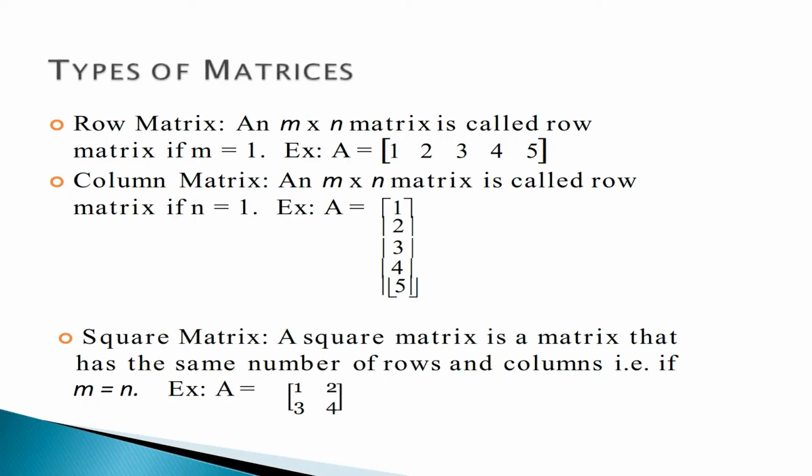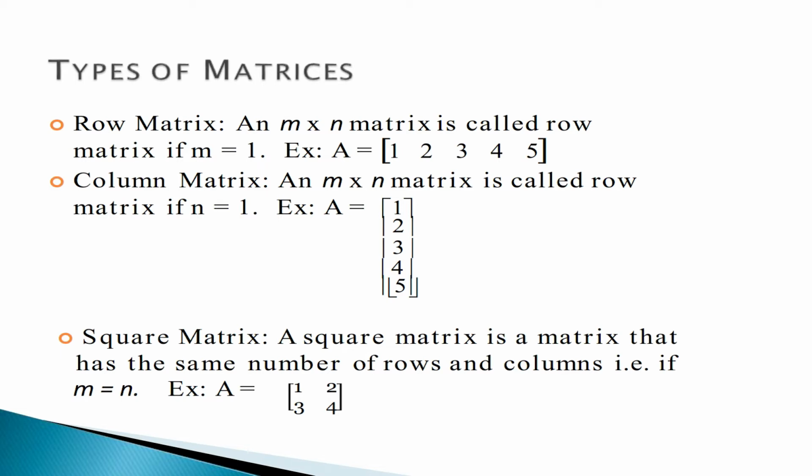Next is types of matrix. What is a row matrix? A matrix is said to be a row matrix if it contains only one row. That is, an m cross n matrix is a row matrix if m is equal to 1. Here is example 1: A is a row matrix containing the elements 1, 2, 3, 4, 5. Here the number of rows is 1 and the number of columns is 5. Similarly, a matrix is said to be a column matrix if it contains only one column, that is, an m cross n matrix is called a column matrix if n is equal to 1.